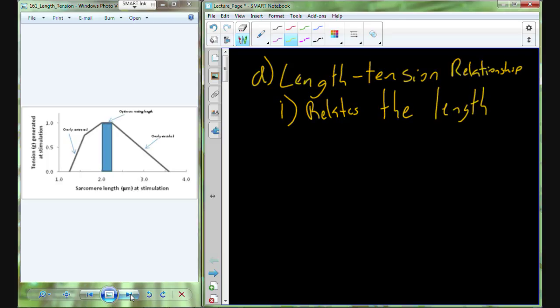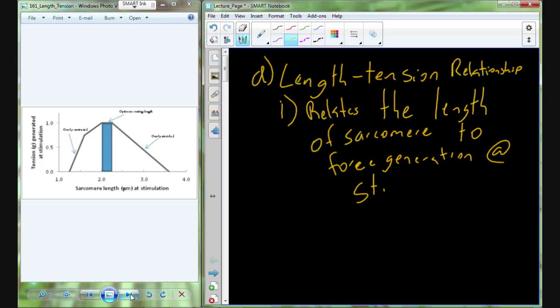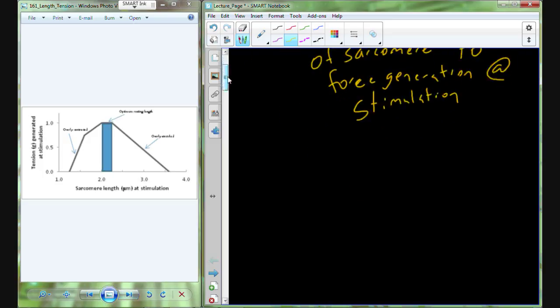So this particular relationship looks at the length of the sarcomere and its ability to generate force, and specifically at the point of stimulation. Okay? So in other words, just to set the experimental stage here, I could take a ring stand, and on that ring stand, I could hang a muscle between two different adjustable arms. And then I could give my stimulation, and generate a muscle contraction. And using a force gauge, I can track the amount of force that's generated.